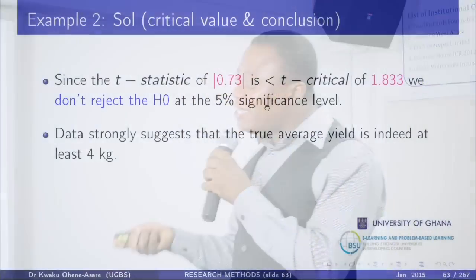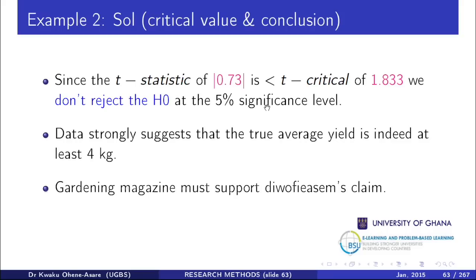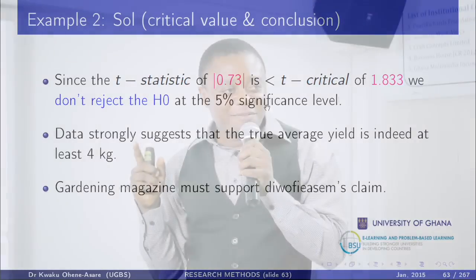So what do you conclude? Well, the data strongly suggests that the true average yield is indeed at least what? 4 kilograms. Because it means that you are going with the guy's statement, Dufay-Sem's claim. No problem on it. The Gardening magazine must support Dufay-Sem's claim. They have to take them to where? Lunch. You have to take them to lunch, because normally you just support that person's claim.